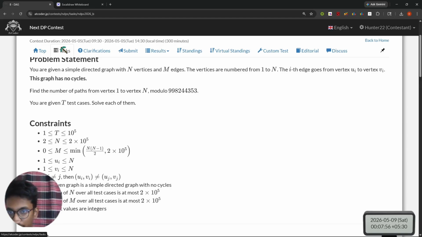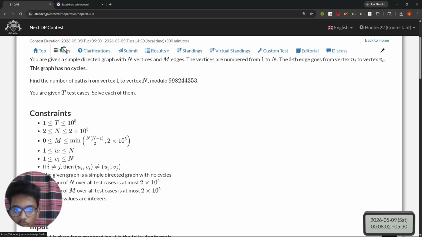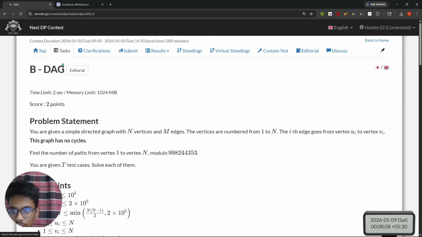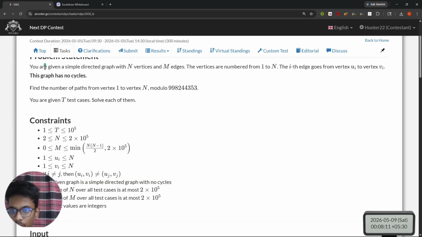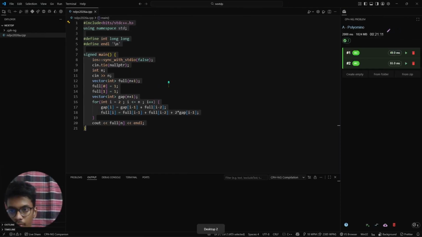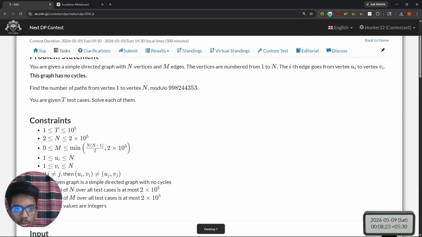You're given a simple directed graph with n vertices and m edges. The vertices are numbered from 1 to n. The ith edge goes from vertex ui to vertex vi. This graph has no cycles. The name DAG was pretty clear. Find the number of paths from vertex 1 to vertex n modulo this. You're given t test cases, solve each of them. Fine. So let's take this first.